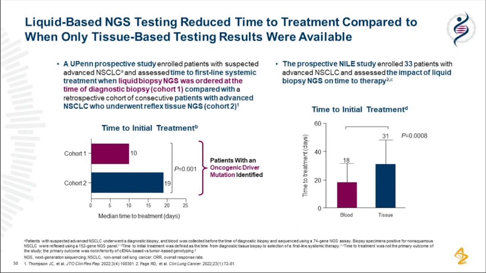And then, of course, when we take a look at turnaround time for the University of Pennsylvania prospective study, for cohort 1, time to initial treatment was only 10 days, whereas cohort 2 was 19 days. Remember, cohort 2 was tissue only. And then in a prospective NILE study, when they looked at that, for blood it was 18 days versus 31 days time to initial treatment.